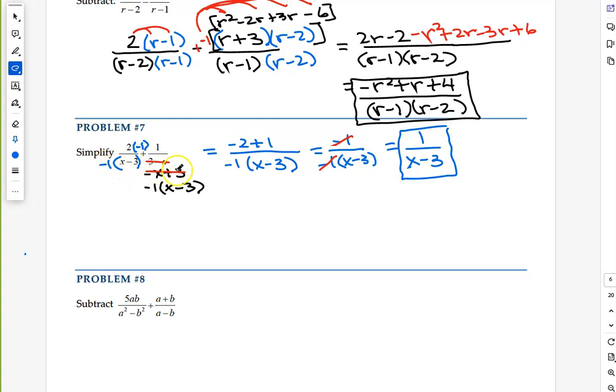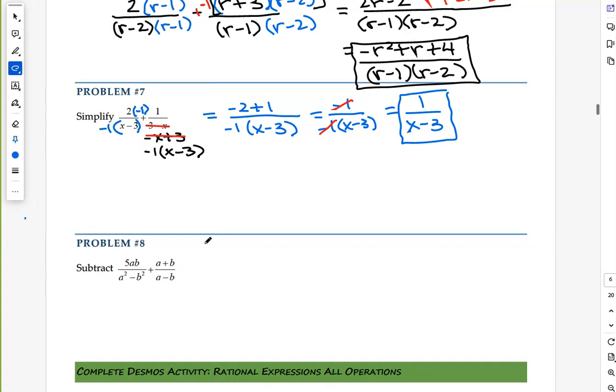So just watch really closely. There will be some on the homework that look like they're the same denominator, but they're just off by a negative. And so this is kind of the best way to handle those types. Okay.